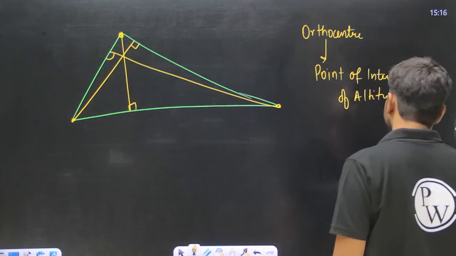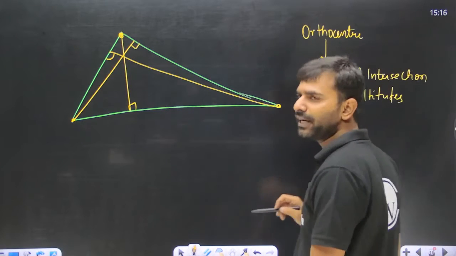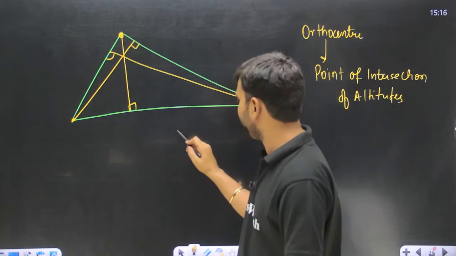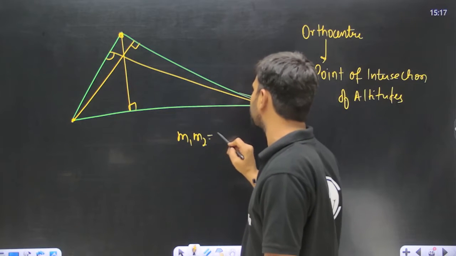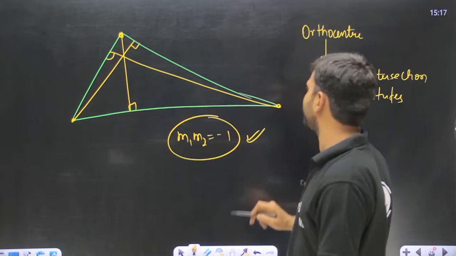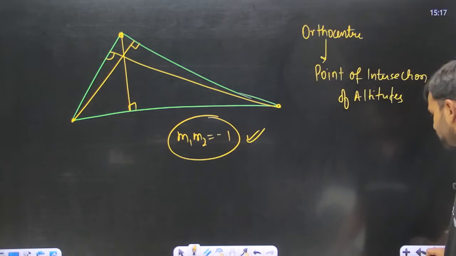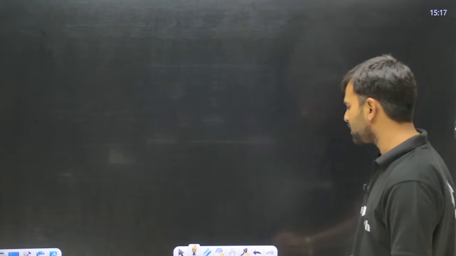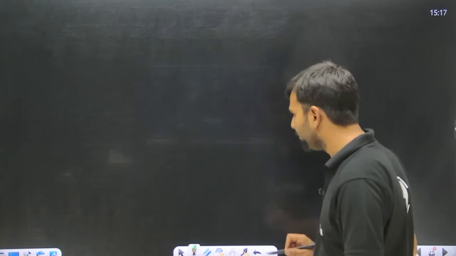I hope you have studied this particular thing, that if two lines are perpendicular, then the product of slopes is equal to -1. So this important property, m1 into m2 equal to -1, is quite often used in the questions of orthocenter. You don't need to remember this particular formula. Let me summarize a few things over here which are very important.